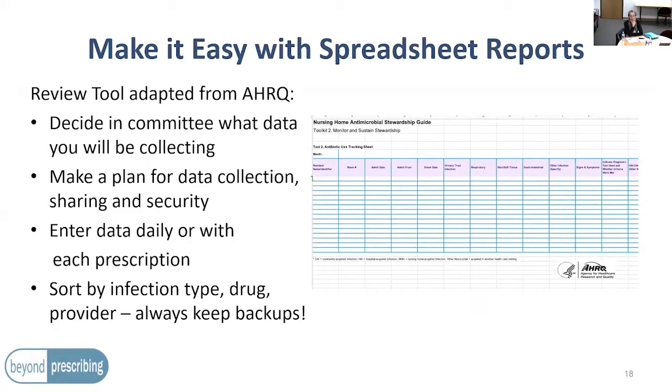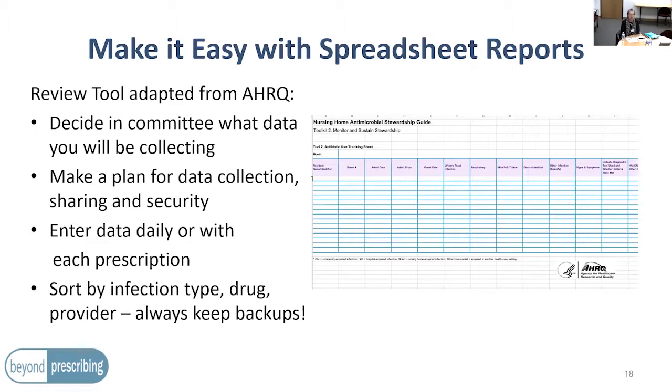One thing I will say while people are typing in is, Excel is a really fun tool to use. You can sort your sheet and sort your columns by infection type, drug, provider, but always, always keep backups as you do your work, because sometimes you make a mistake.